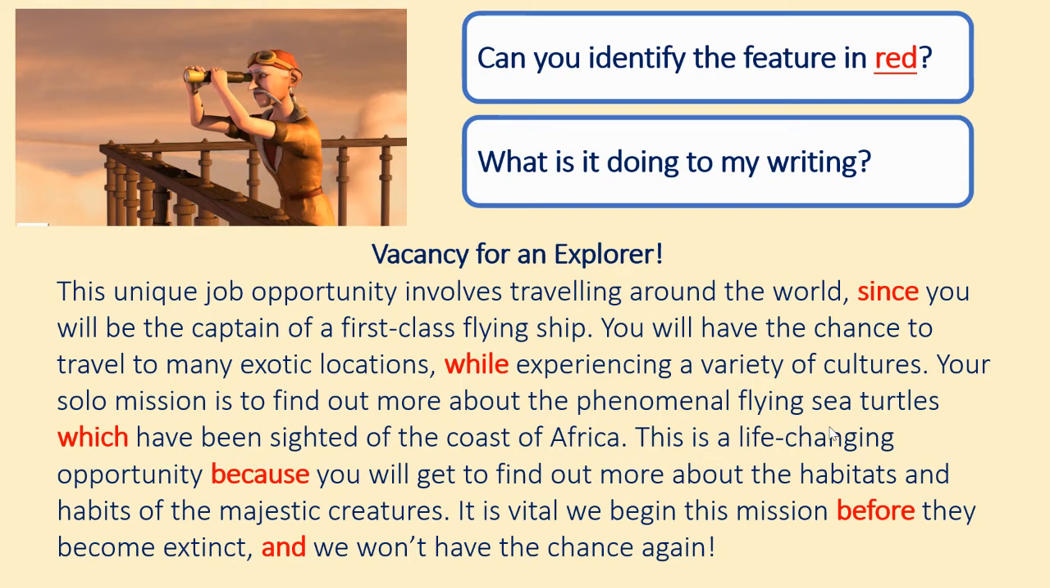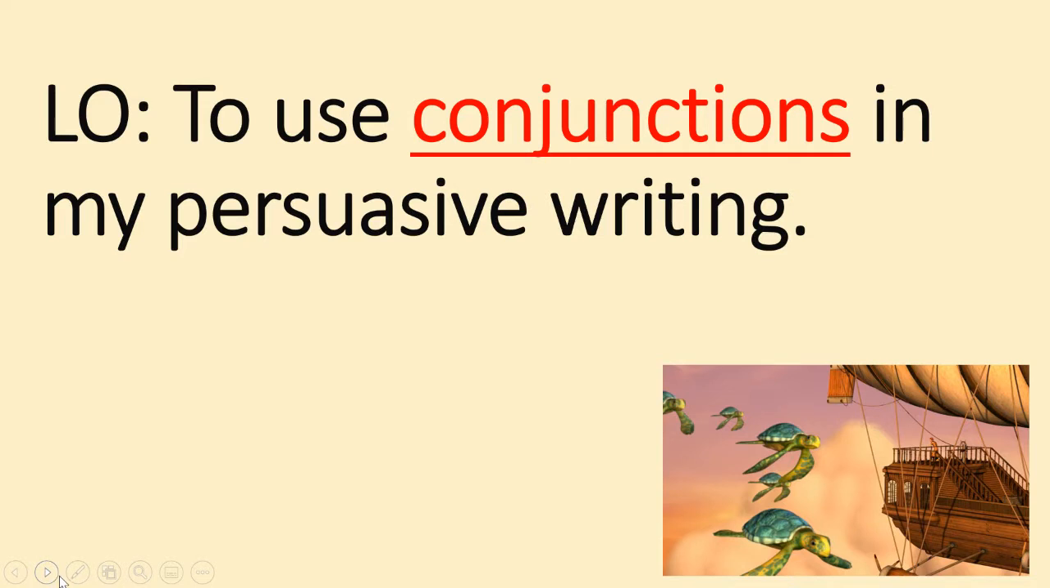Okay, so what is that feature in red, and what is it doing to my writing? I want you to have a little think and then say your answer out loud. Do you know what that feature in red is? Let's have a look. Okay, so they are conjunctions. And today we're going to learn to use conjunctions in our persuasive writing.